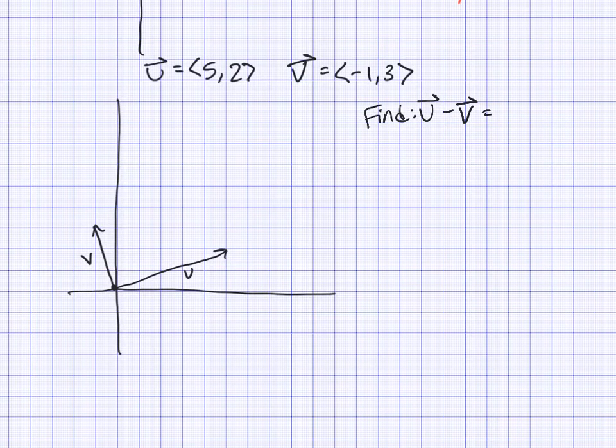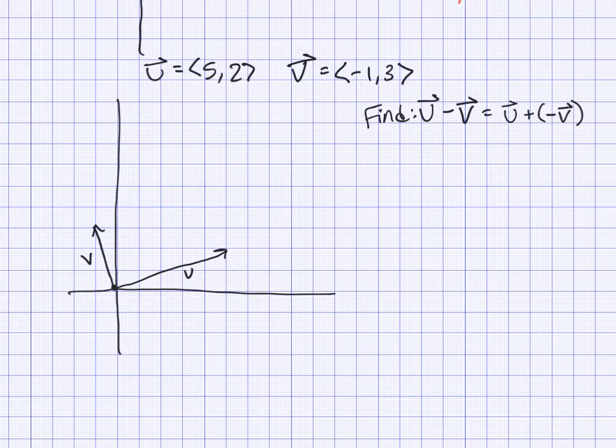Now, when we're subtracting visually, I've talked about negative vectors very slightly. It just goes in the opposite direction, or essentially pointing down. And since we already know how to add vectors together, I'm just going to turn this into an addition problem by saying this is vector u plus a negative vector v.